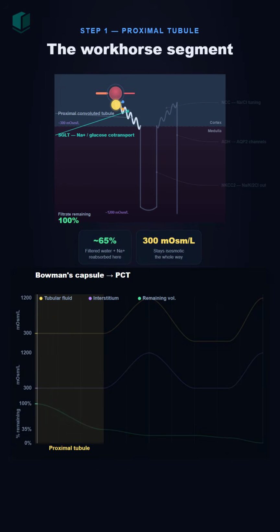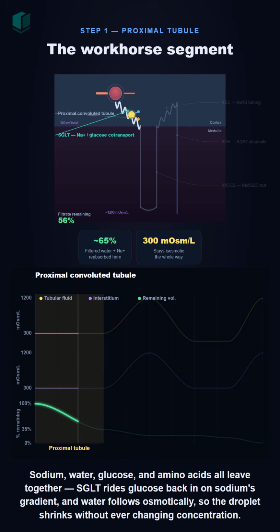That filtrate enters the proximal convoluted tubule, the workhorse segment. About 65% of filtered sodium and water are reabsorbed here, dragging chloride and bicarbonate with them. Virtually all filtered glucose and amino acids ride sodium back in through the transporter SGLT. Water follows solute osmotically, so our droplet shrinks in volume, but stays isosmotic with plasma the whole way through.